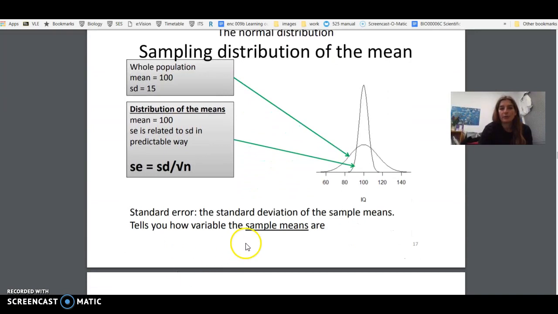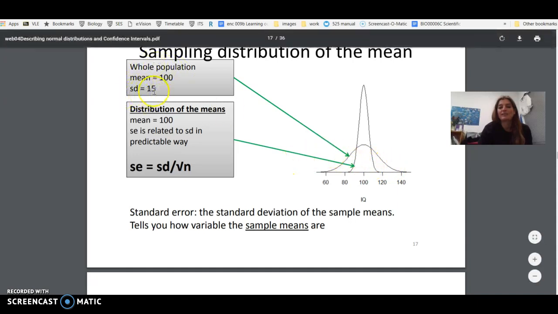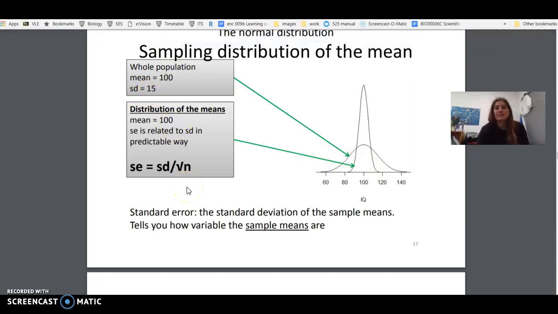Here we go. So I've got a picture here. If this is the original population of, in this case it's IQ, and we take lots and lots of samples of size 10, then plot the means, the distribution of those means is going to have a standard deviation called the standard error, which is the standard deviation divided by the square root of n. And it's for this reason that when we're calculating confidence intervals on means, where we're asking how confident we are about a mean, a sampling mean, that we use standard errors in those calculations and not standard deviations.